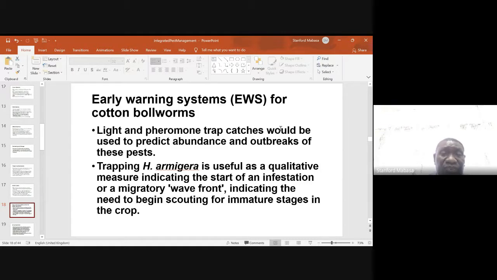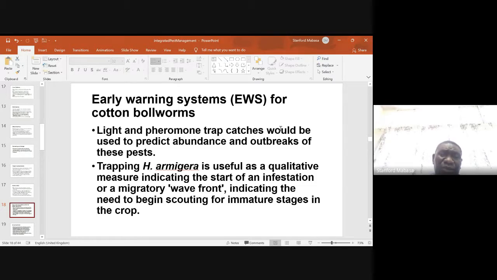So after collecting a sample of insects, you have to find out which of those insects are pests, which of those are probably beneficial insects. Now, trapping insect pests is useful as a quantitative measure, indicating the start of an infestation or a migratory wave front, probably indicating the need to begin scouting for immature stages in the crop.